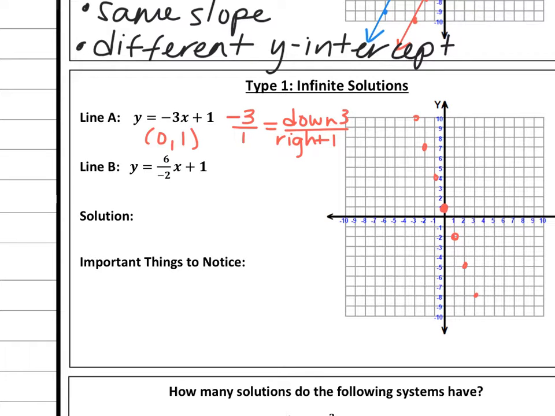On the math test, you're going to have some graph paper, and so you can always graph if you feel like that would help. Okay, let's look at the next equation.